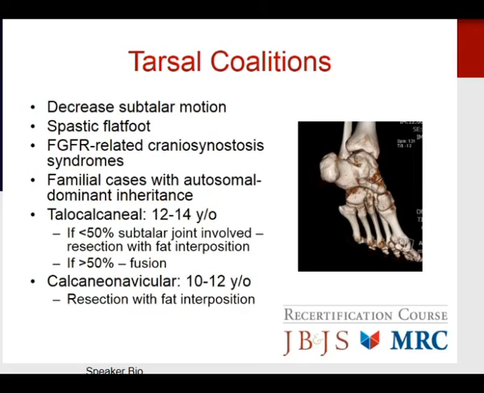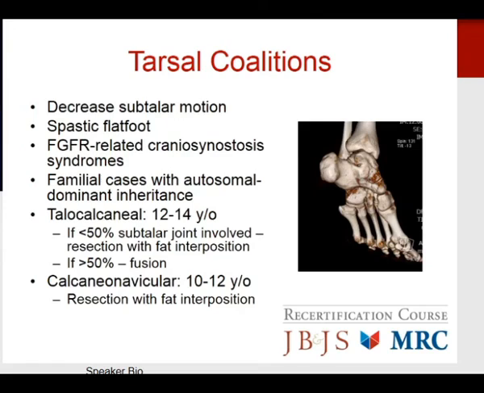Tarsal coalitions are failure of mesenchymal segmentation, resulting in fusion of individual tarsal bones. The two most common are talocalcaneal and calcaneonavicular. These patients will present with decreased subtalar motion, as well as a spastic flat foot. There is an association with FGFR-related craniosynostosis syndromes, and familial cases with an autosomal dominant inheritance pattern have been identified.